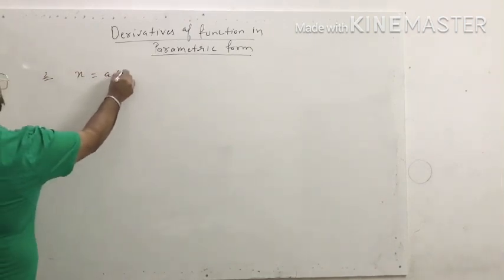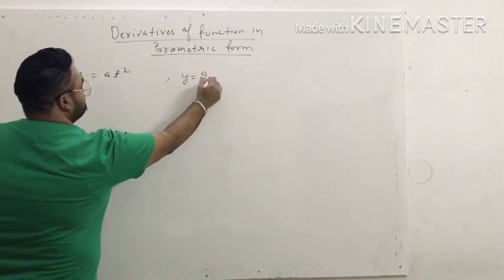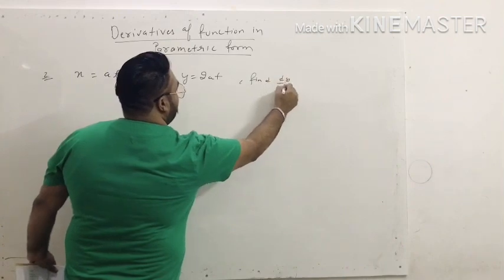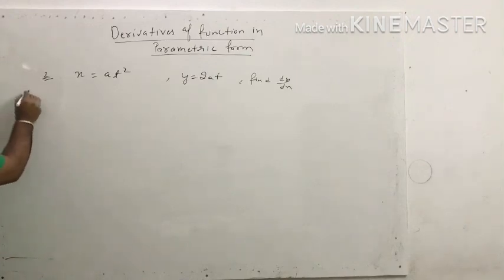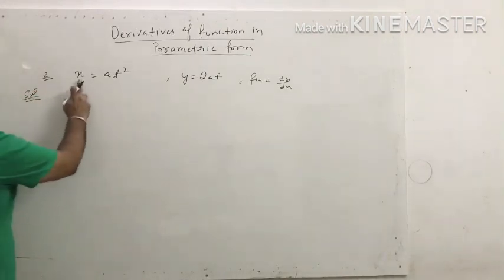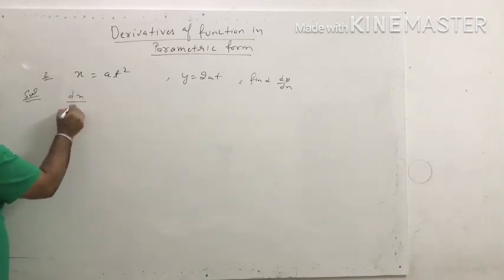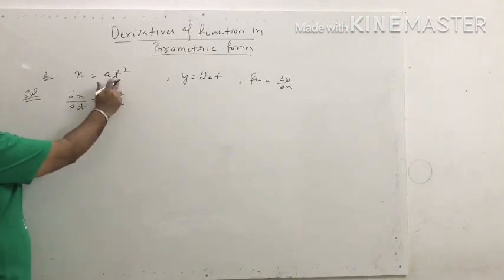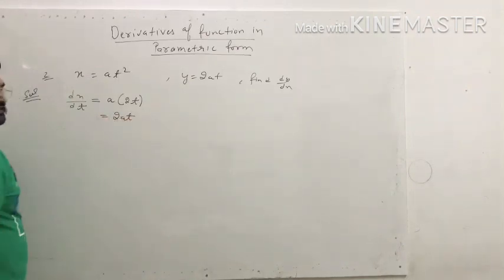The next question is x equals a t square and y equals 2at. Again, find dy upon dx. So the next question, again solution. Now x equals a t square. Now we take the derivative of x with respect to t. a is constant. What is the derivative of t square? 2t. So this becomes 2at.